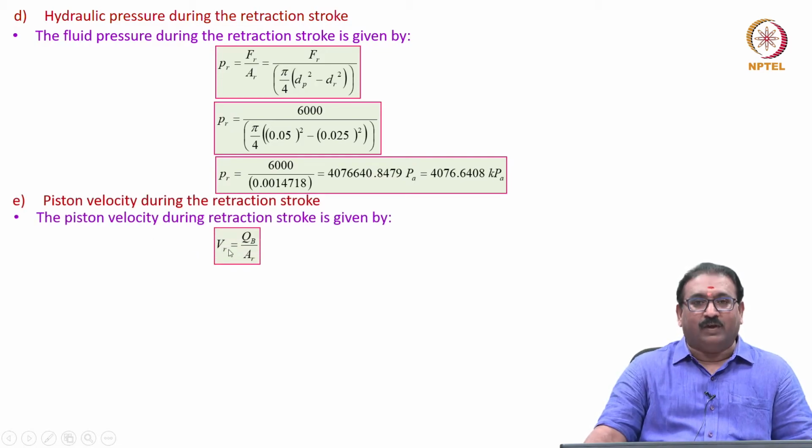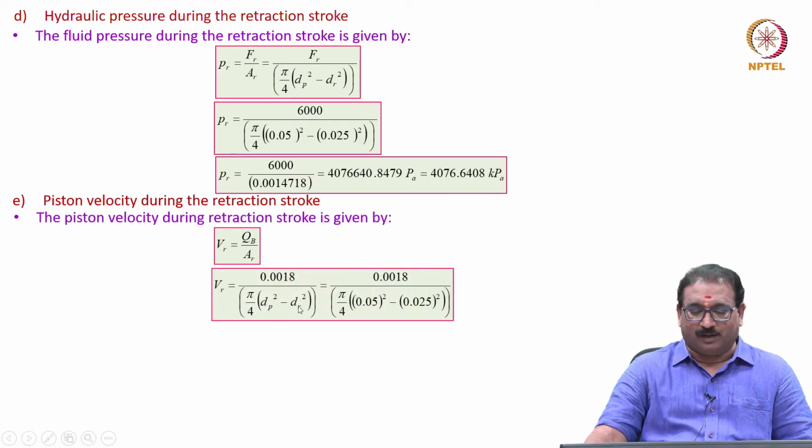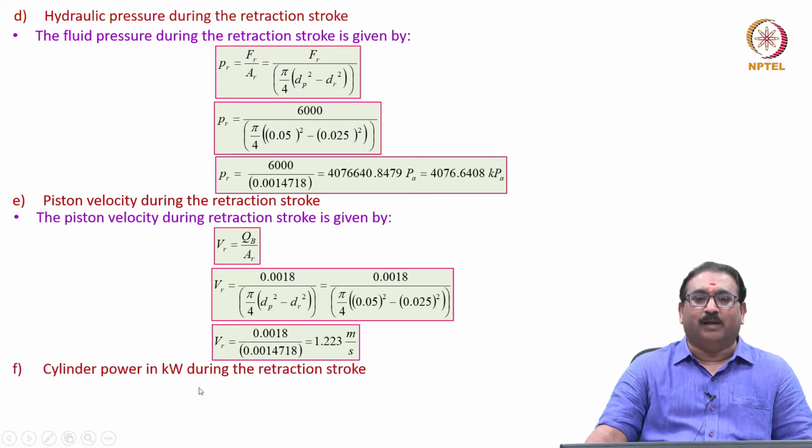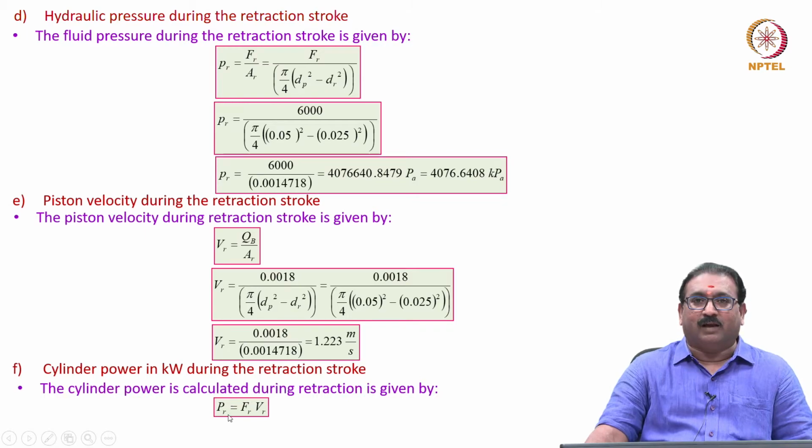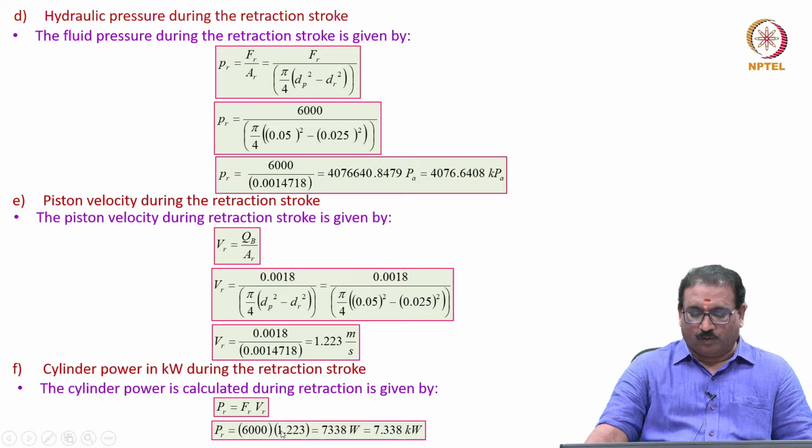Velocity, again Vr equal to Qb by Ar. Everything is the same here. Ar equal to pi by 4 (dP square minus dr square). Substitute all the values, then you will get the velocity during the retraction as 1.223 meters per second. Similarly, the power Pr, retraction, equal to Fr into Vr. Substitute all the values, you will get 7.338 kilowatts.